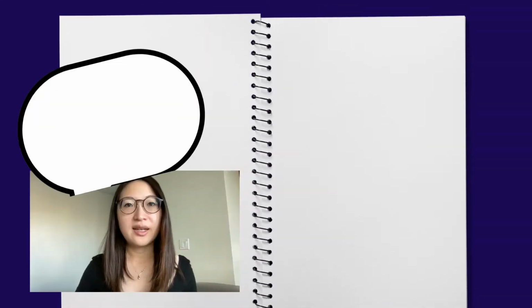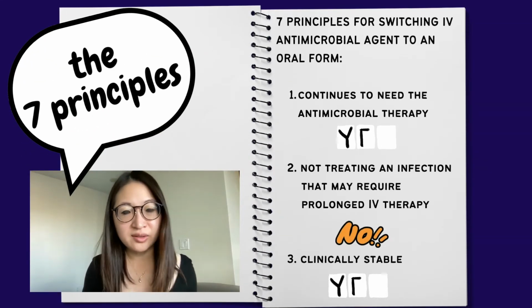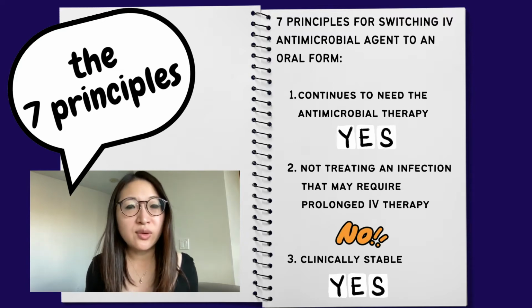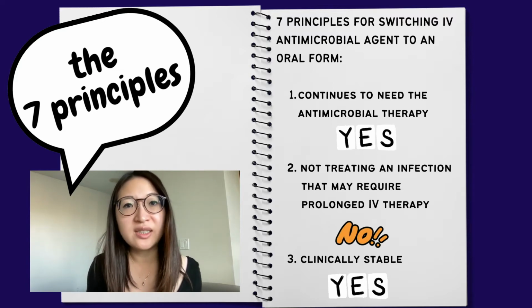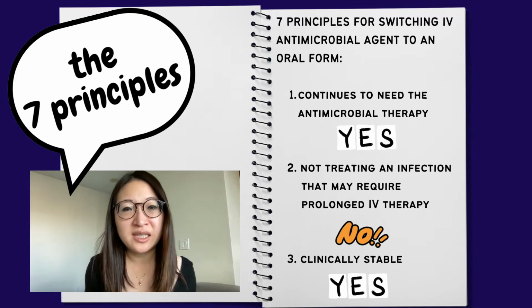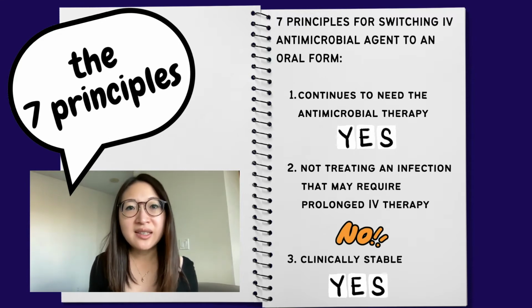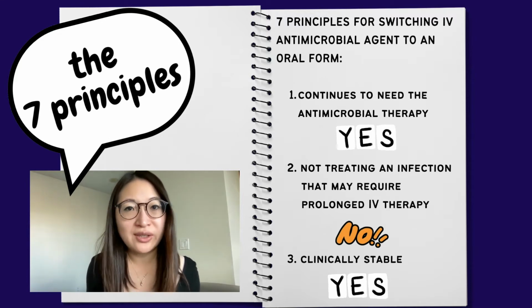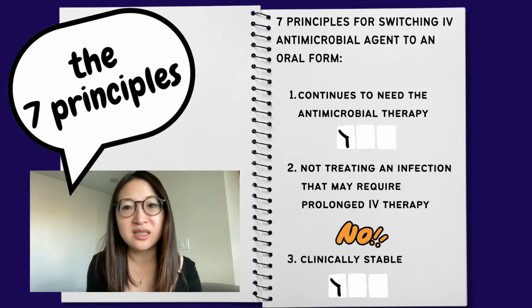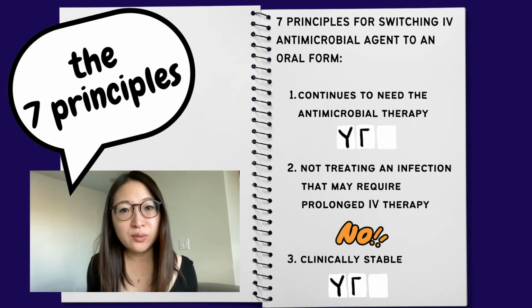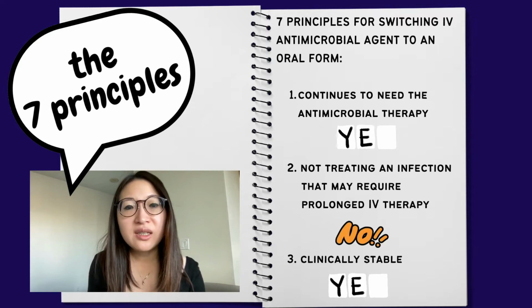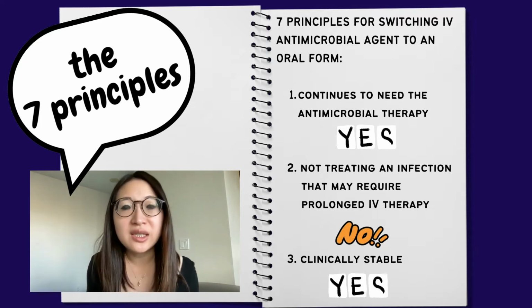Now that you're familiar with Mr. LL, you know that he is on IV ciprofloxacin, and we know that the oral equivalent form, which is oral ciprofloxacin, has high bioavailability, making him a candidate for a sequential IV to oral switch, as long as he meets the 7 principles. So to go through them, number 1, we need to consider whether there's a continuous need for antimicrobial therapy.